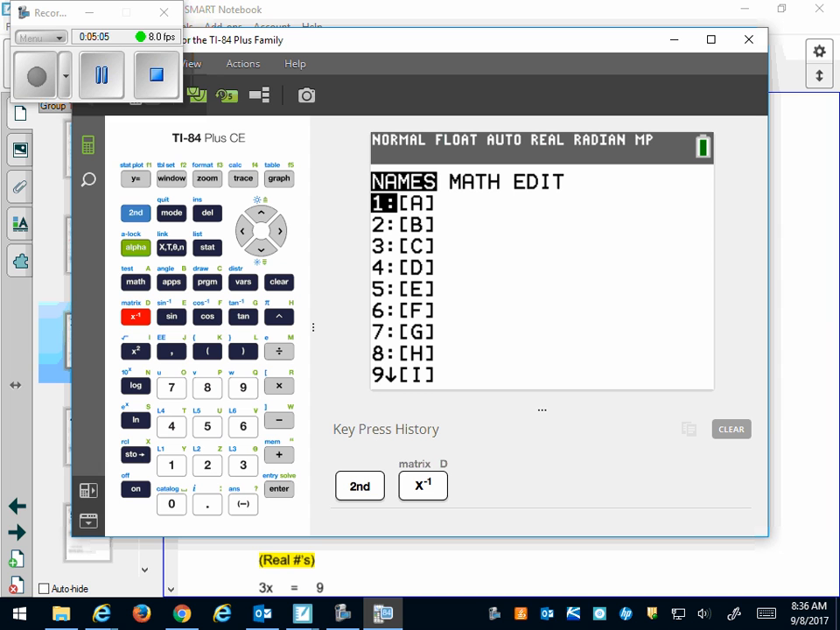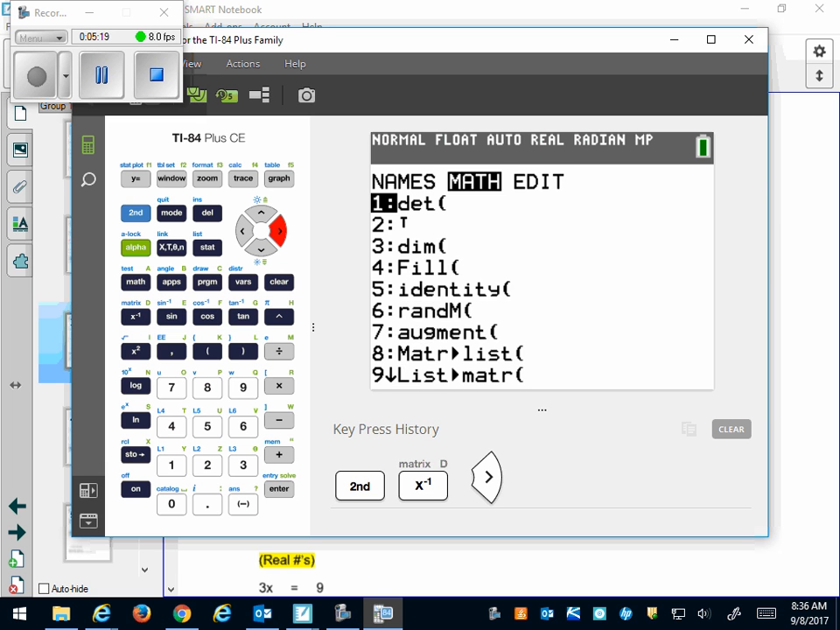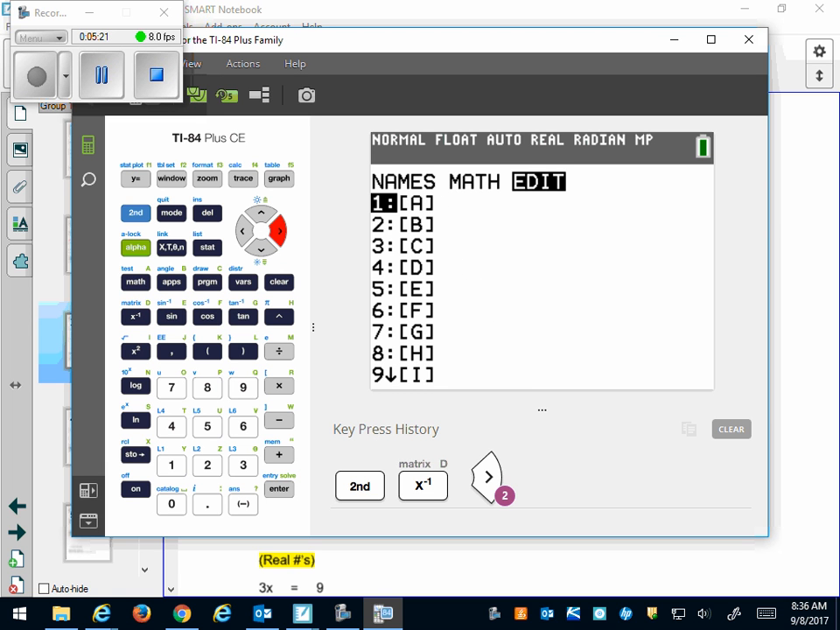We're basically going to punch the matrix A that they gave us into the calculator. So what you want to do is first go over to Edit. See where it says Names, Math, Edit on the top? Go to Edit because you're editing matrix A. And then push Enter.